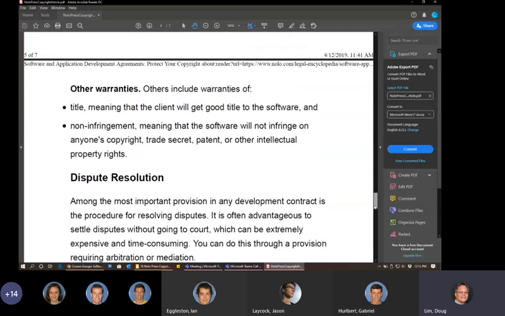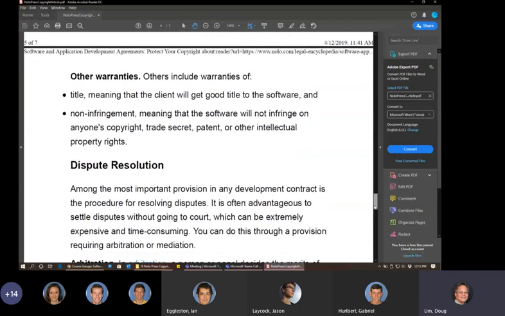Title and non-infringement. Title means the client will get good title to the software. Basically, they have rights to use it. And non-infringement means that we're not infringing on anyone else's copyrights, that you're not using someone else's intellectual property rights in the development of what you're providing.